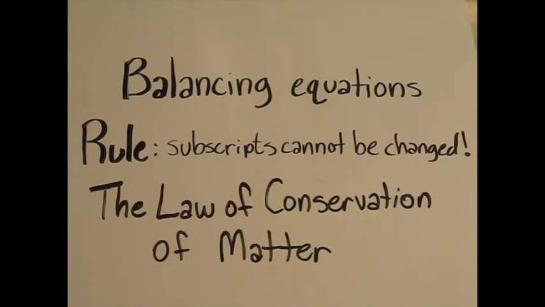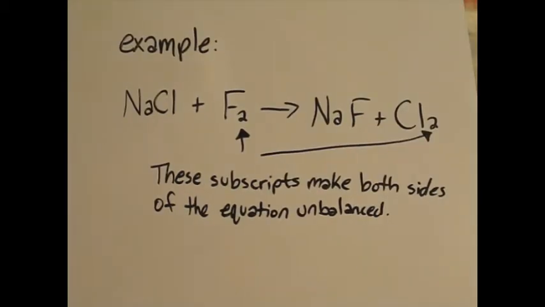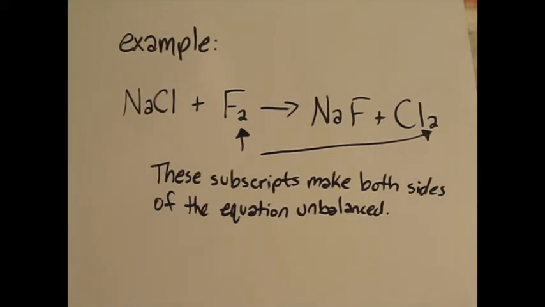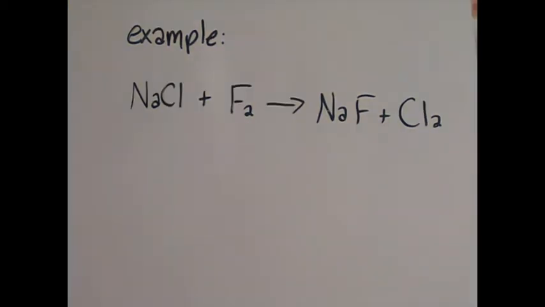A rule that you must remember, subscripts cannot be changed. Here's an example of an equation that you may need to balance. NaCl plus F2 yields NaF plus Cl2. The subscripts 2 next to the F and Cl make the both sides of the equation unbalanced. To balance an equation, you have to make a chart.